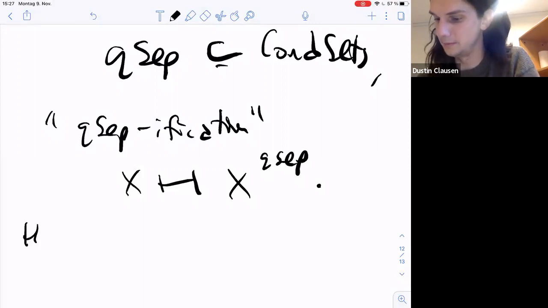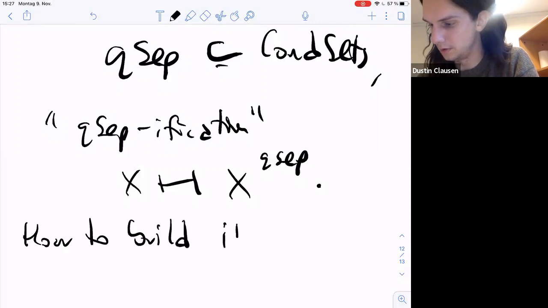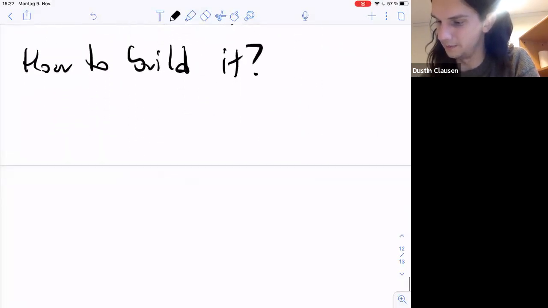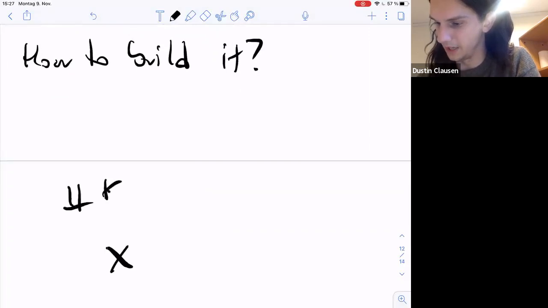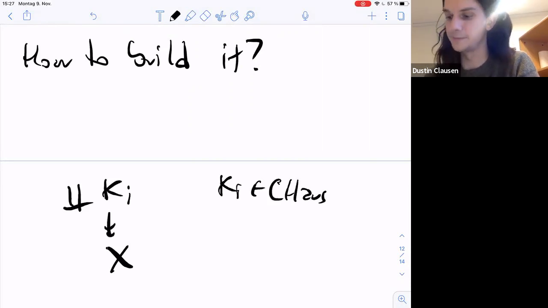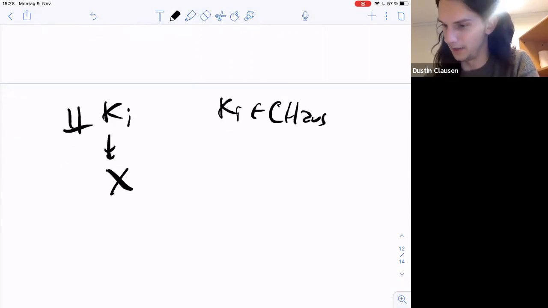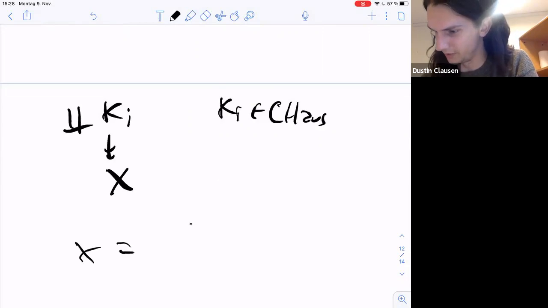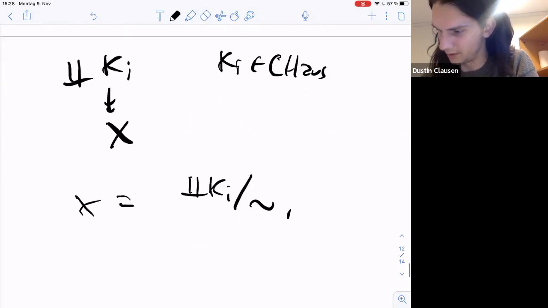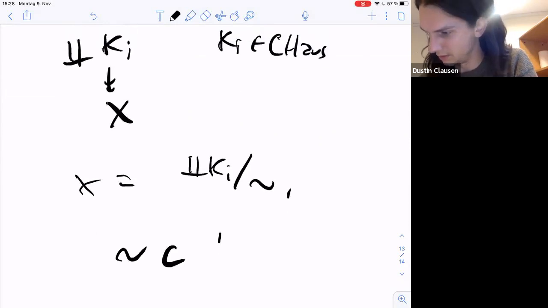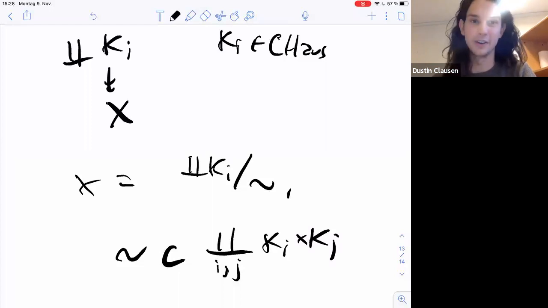So how do you build it? You can take your X, and you can write it again as a quotient of a disjoint union of compact Hausdorff spaces surjecting onto X, by some equivalence relation, which will be a subset of the disjoint union of kappa I cross kappa J, or really a subset of the fiber product, but that in turn lives inside the product here.